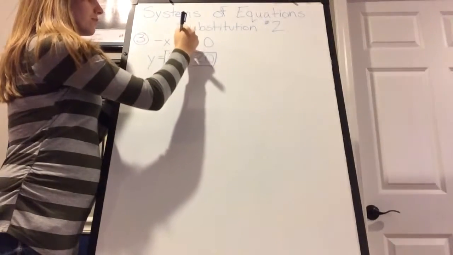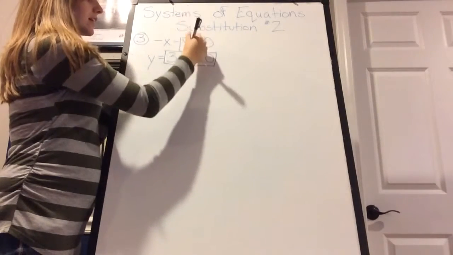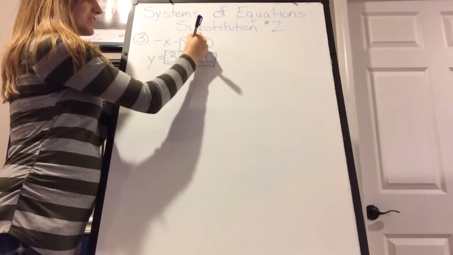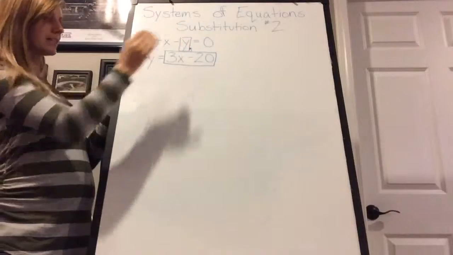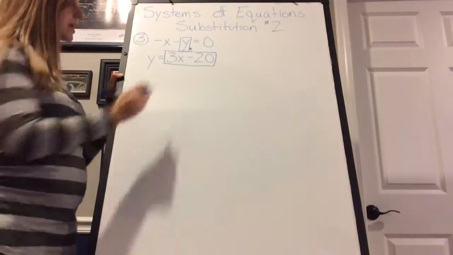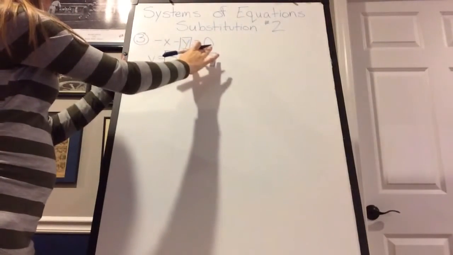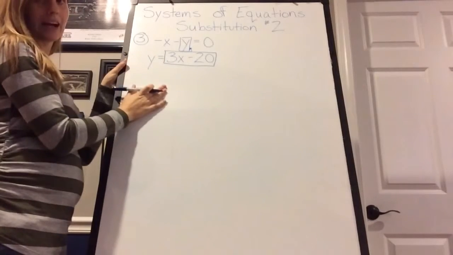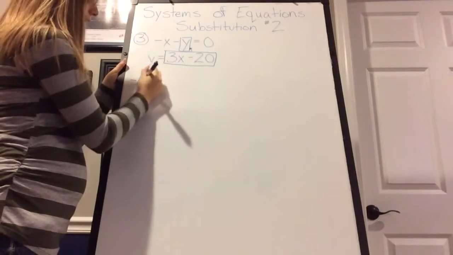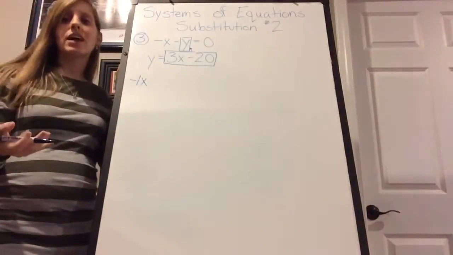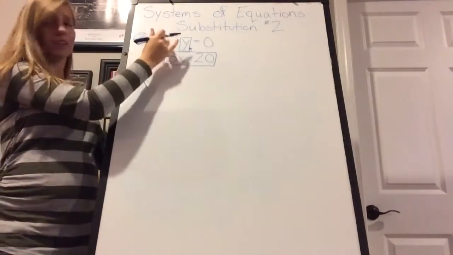That will go in for y in the first equation, okay? So we're taking out that y from the first equation, we're replacing it with 3x minus 20. Now, I'm going to rewrite this and take out y. So negative x, I'm going to put negative 1x. Remember, every letter has a 1 in front of it if the number's missing.